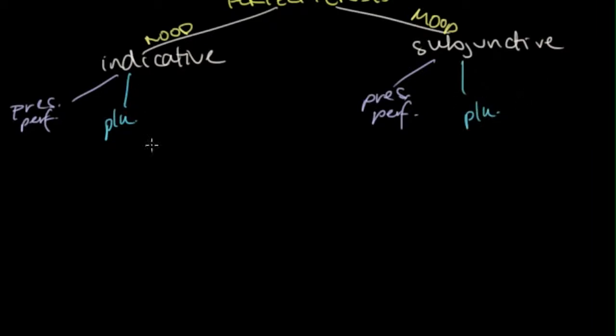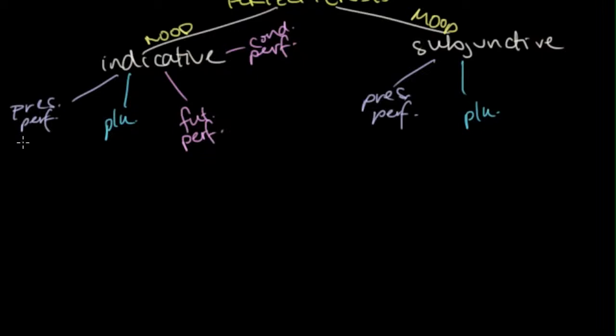Now here's where things get a little different. We have a future perfect indicative and a conditional perfect indicative. And there is a future subjunctive, but it's never used, so we don't cover it.